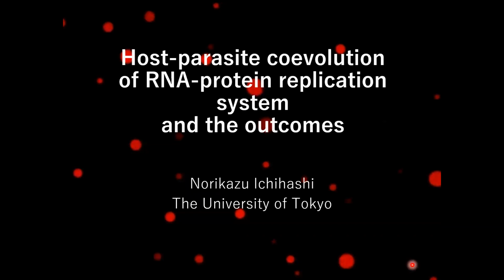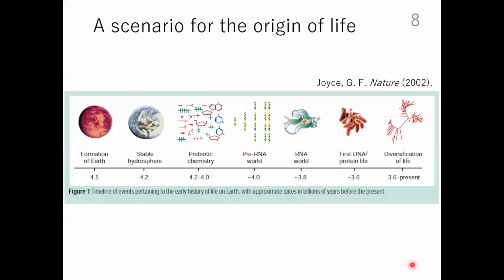Now let's move on to my own talk. Today, I'd like to talk about host-parasite coevolution of RNA-protein replication systems. Here is this picture again, and our interest is Darwinian evolution. I think that Darwinian evolution started around here, probably before the RNA world, and then produced many biological phenomena.